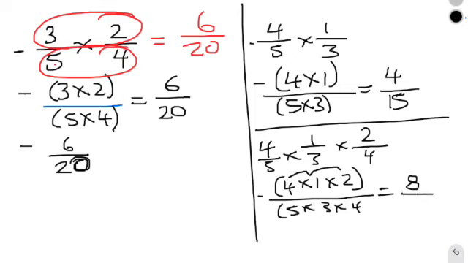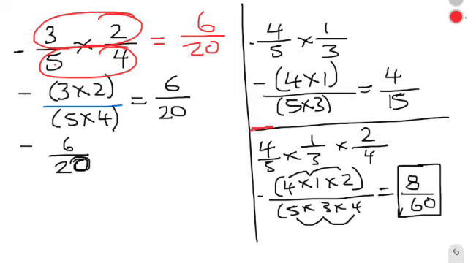That's over 5 times 3 is 15, 15 times 4 is 60. So this one was a little bit more intricate or involved, but at least you can see the principle. The principle still holds true.